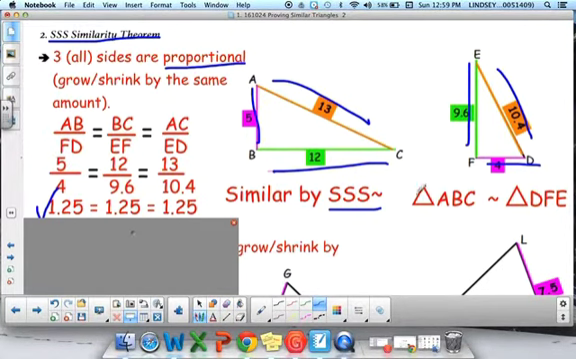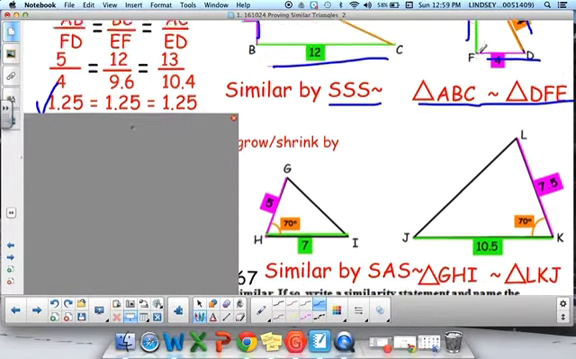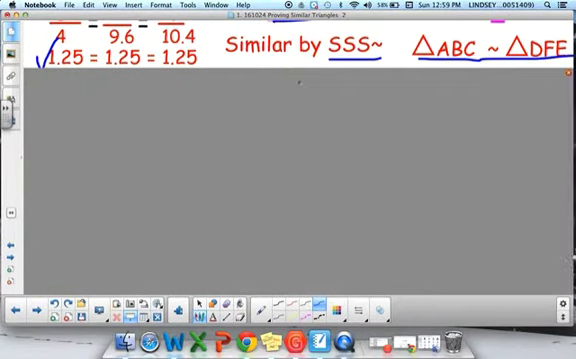So now I can make a similarity statement by saying, whoops, that was ugly. Triangle ABC is similar to DFE. Now notice the order I put this: A, B to C, D, F to E. So let's take a look at our next one.